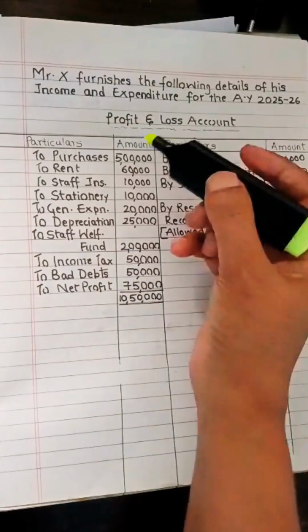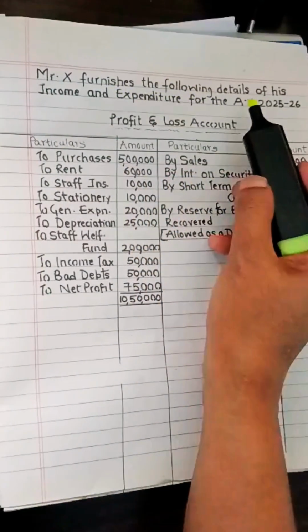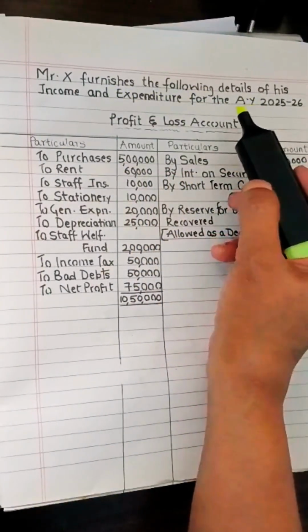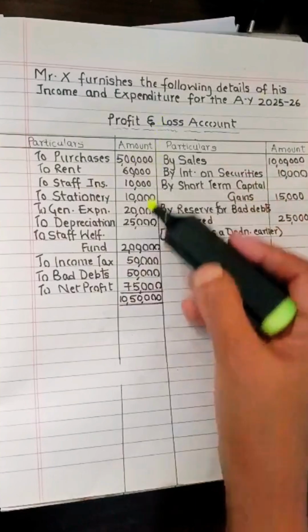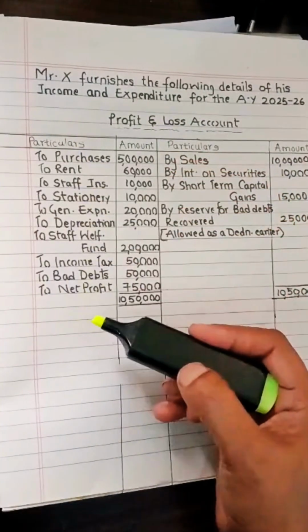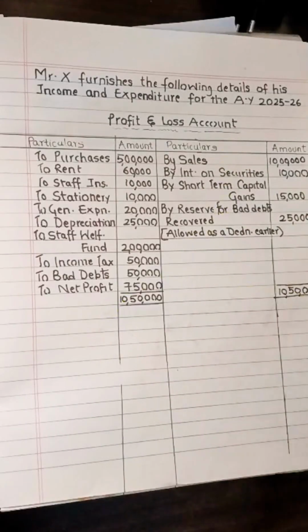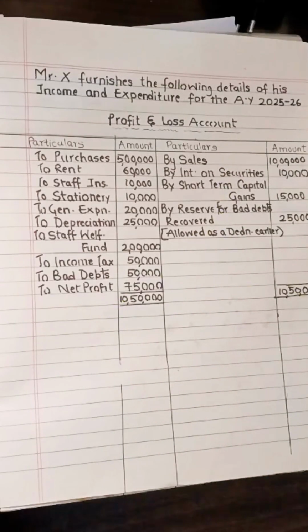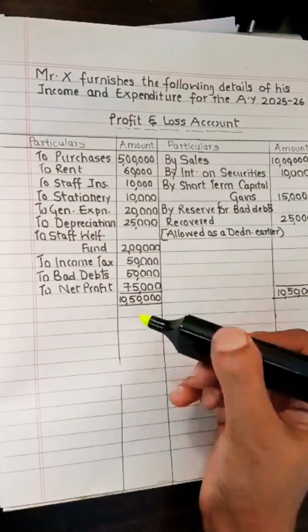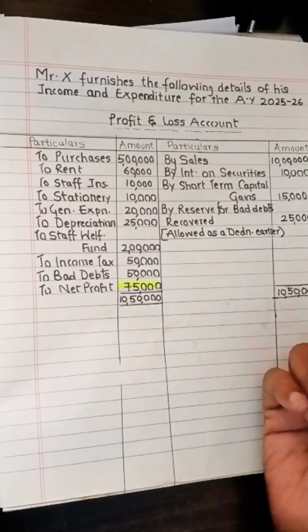It reads as follows: Mr. X furnishes the following details of his income and expenditure. And we have a typical profit and loss account. We have the usual expenses debited on the profit and loss account and certain incomes that are showing on the credit side of the profit and loss account. Now, we are asked to compute the taxable income from business.